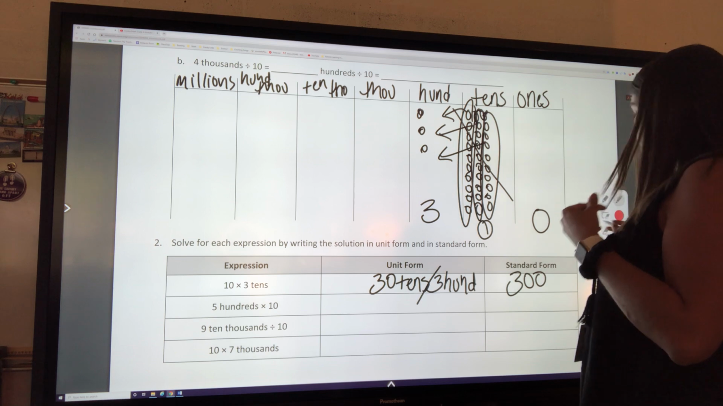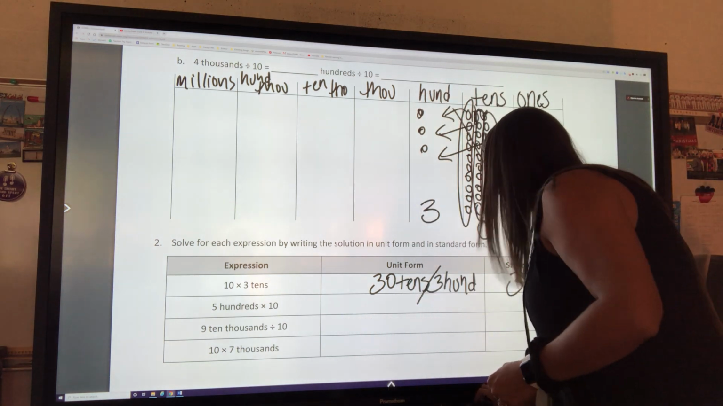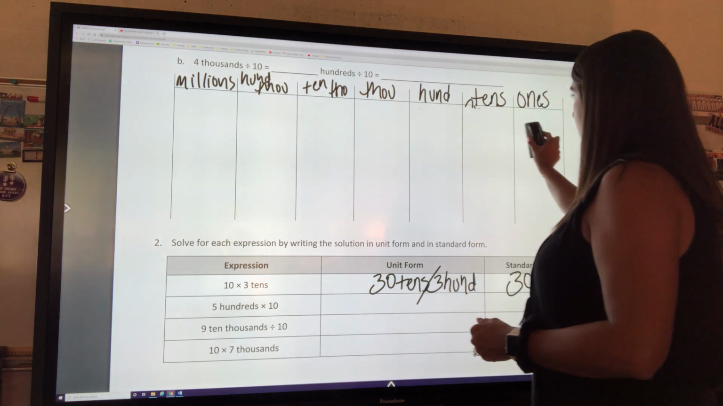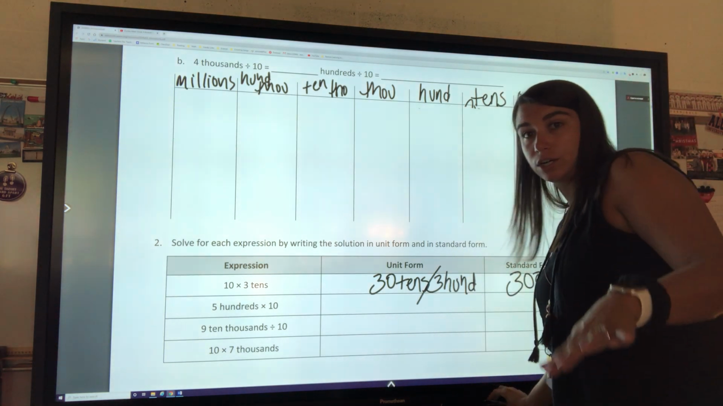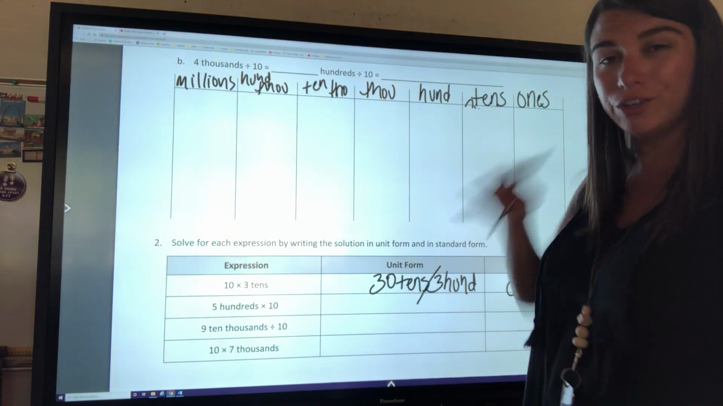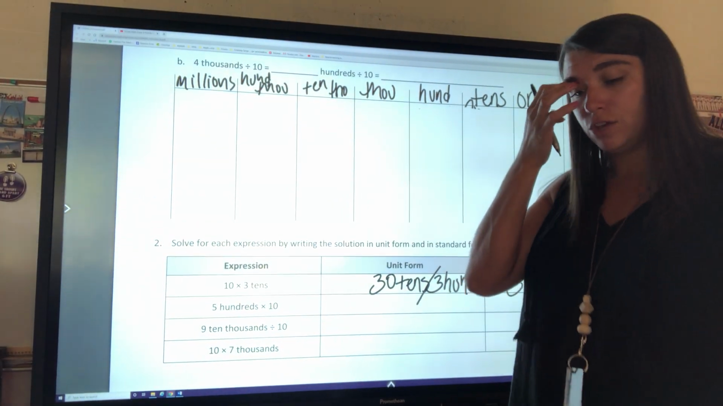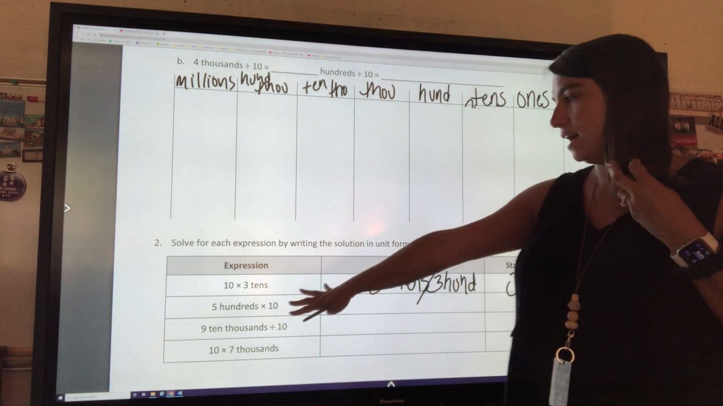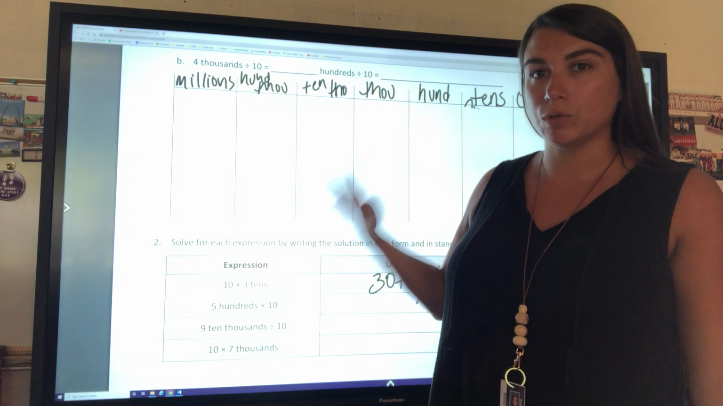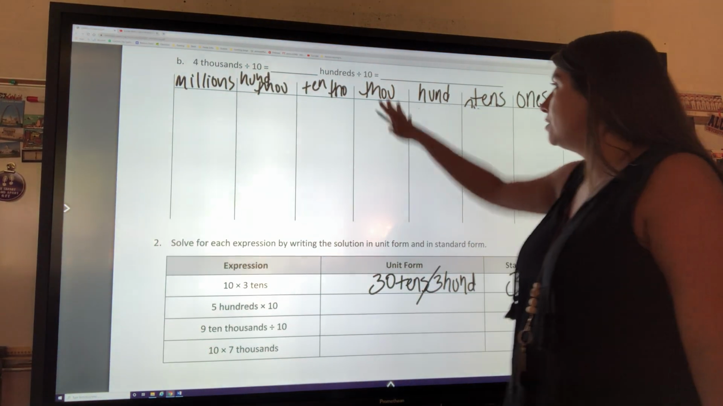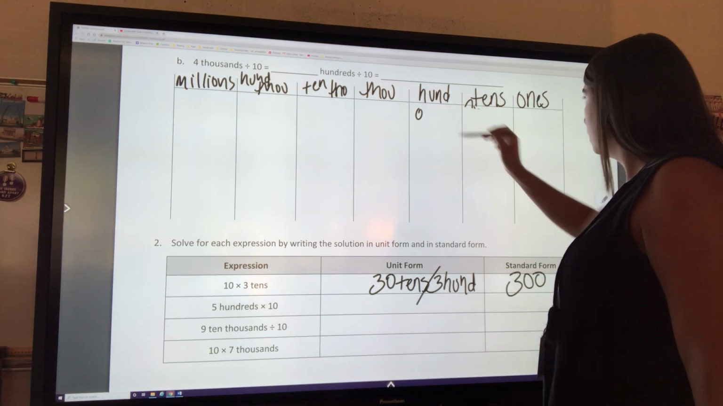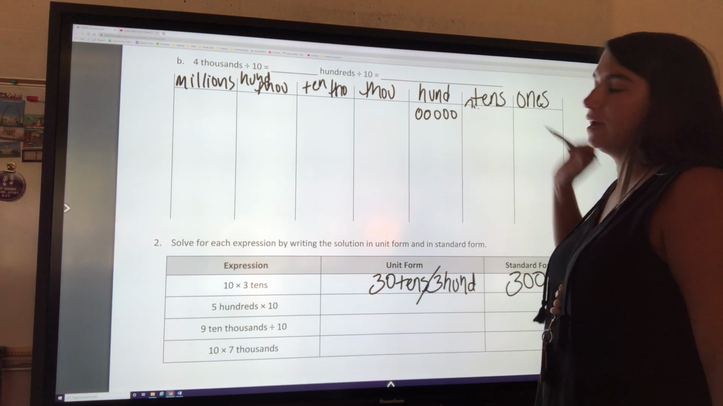Okay, so I'm gonna erase this now. And just like you should be able to erase on your whiteboard, you shouldn't have to rewrite all this now. All you had to erase were the dots, okay? So we're gonna do the next one. We have 5 hundreds times 10. So I'm gonna go to my hundreds place, and I'm gonna multiply that by 10. So my hundreds place here, and we're gonna put 5 of them. 1, 2, 3, 4, 5.